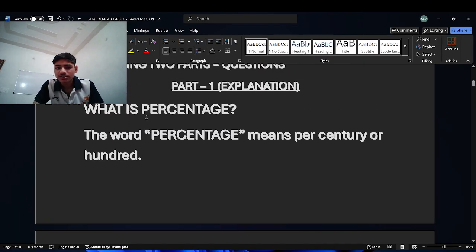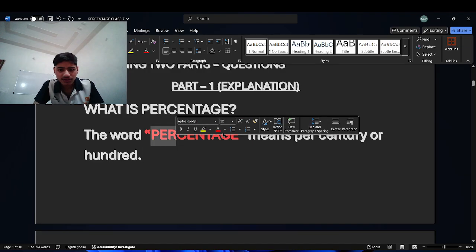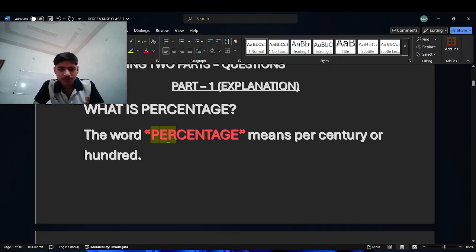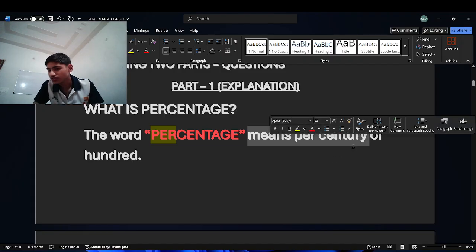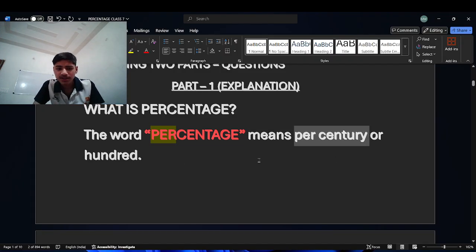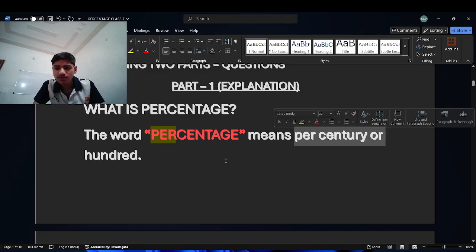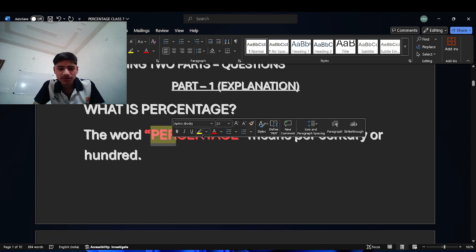Explanation. What is percentage? Percentage means per. If you see the word percentage, per means per centage. Cent gives you century, so per century. Percentage means per century, and we call century 100, so percentage means per century or per 100.